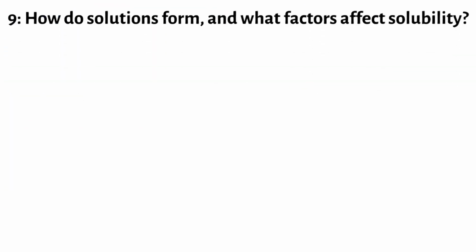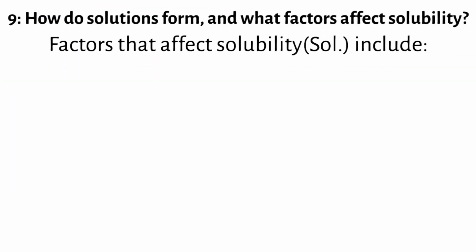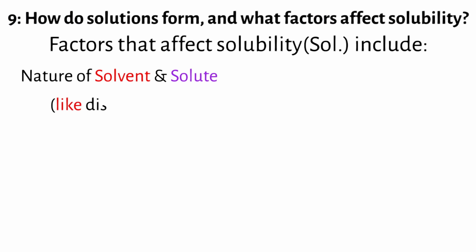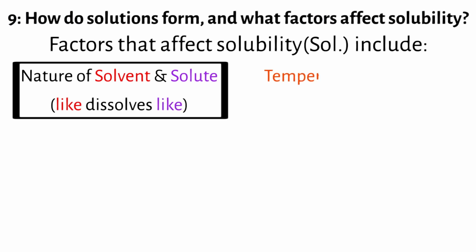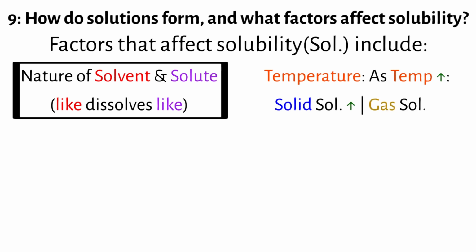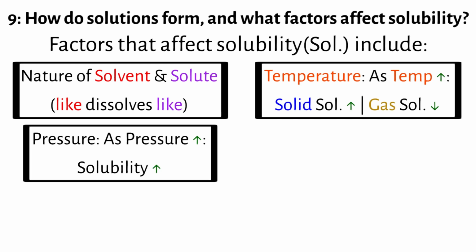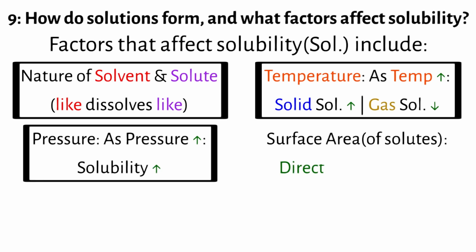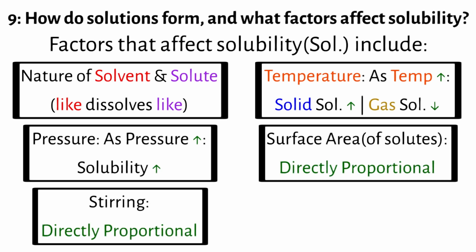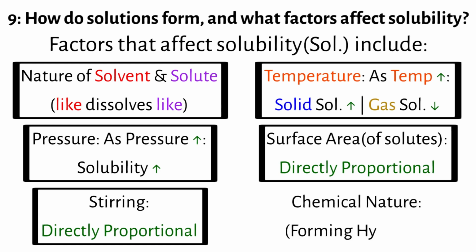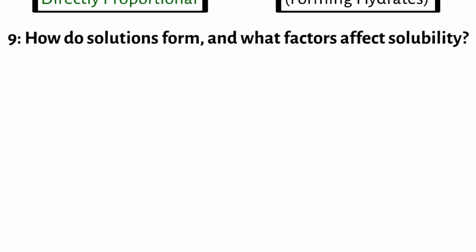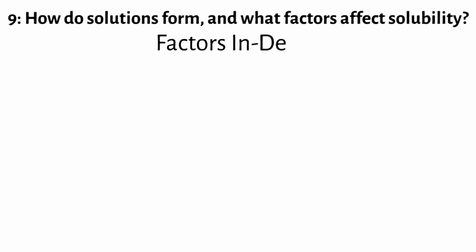Factors that affect solubility include: nature of the solvent and solute, like dissolves like; temperature, as temperature increases, solid solubility increases and gas solubility decreases; pressure, as pressure increases, gas solubility increases; surface area of solutes, directly proportional; stirring; and chemical nature, such as forming hydrates. Here's an in-depth view of the specific factors.